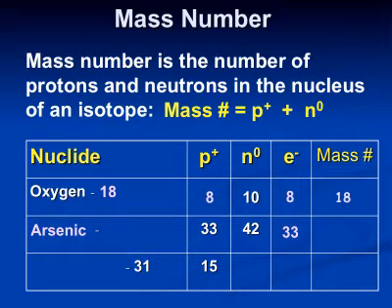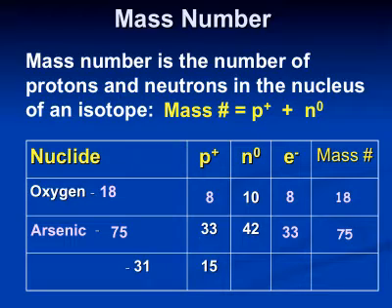33. Then can we figure out our mass number? How do we figure out our mass number? Protons plus neutrons, so 33 plus 42 gives you 75. How can I name this arsenic now? Arsenic 75. Okay.